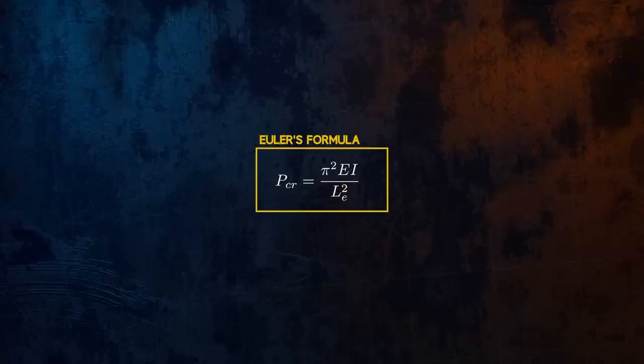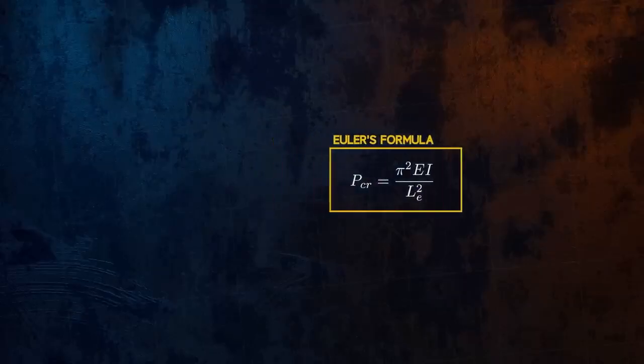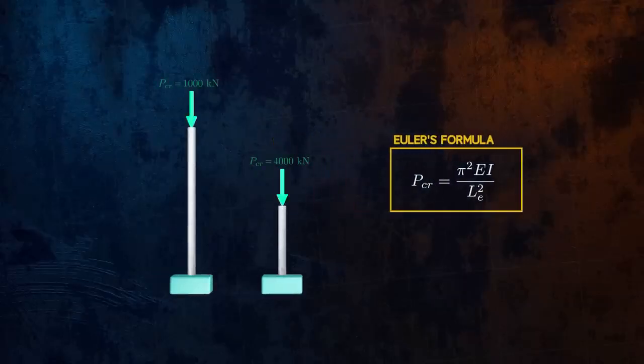Euler's formula confirms this intuition about slender columns. The length term is squared, and so doubling the length of a column means that it can only support a quarter of the weight before buckling.